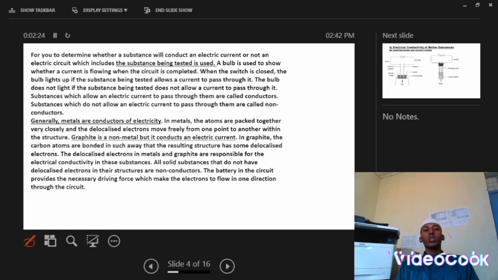For you to determine whether a substance will conduct an electric current or not, an electric circuit which includes the substance being tested is used. A bulb is used to show whether a current is flowing when the circuit is completed. When the switch is closed, the bulb lights if the substance being tested allows a current to pass through it. The bulb does not light if the substance being tested does not allow a current to pass through it.